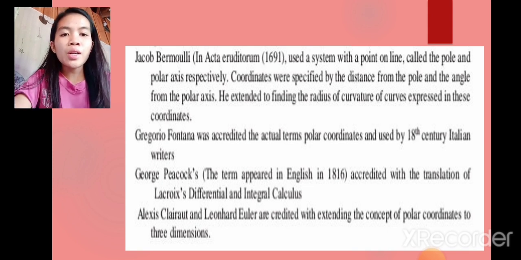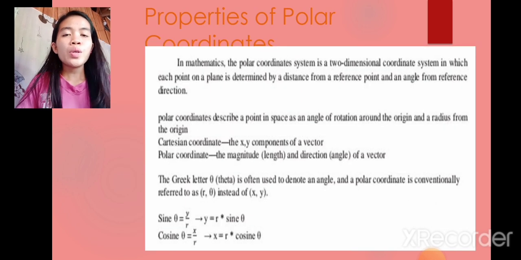Alexis Clairaut and Leonhard Euler are credited with extending the concept of polar coordinates to 3 dimensions. Here are the properties of polar coordinates.